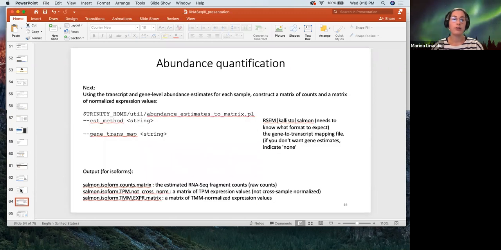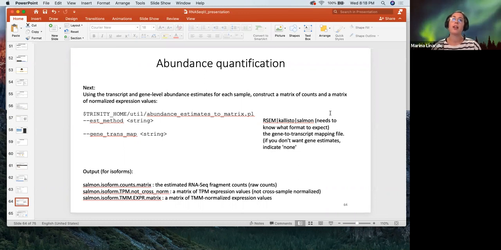Then what we need to do is, practically, you do this for each of your samples. So we're gonna do this for our 0 hour and our 6 hour samples. And then we want to put them all together to construct a matrix of these counts and a matrix of normalized expression values. And then we're going to have everything all together in a table that we can use later to do differential expression analysis and all the QC, so the quality checks.